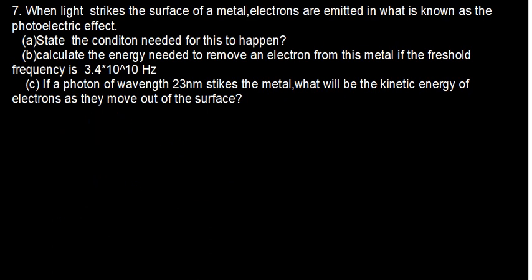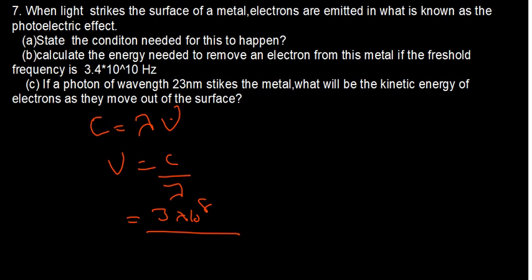If a photon of wavelength 23 nanometers strikes the metal, what will be the kinetic energy of the electrons as they move out of the surface? So we've been given the wavelength. So the first thing is we need to calculate the frequency at which this photon is coming. Now we know that speed of light is given by wavelength times frequency. Therefore frequency is speed of light over wavelength. So that is giving us a speed of light of 3 times 10 to the power 8 divided by the wavelength 23 nanometers, that is 23 times 10 to the power negative 9. So what value are we going to find there?